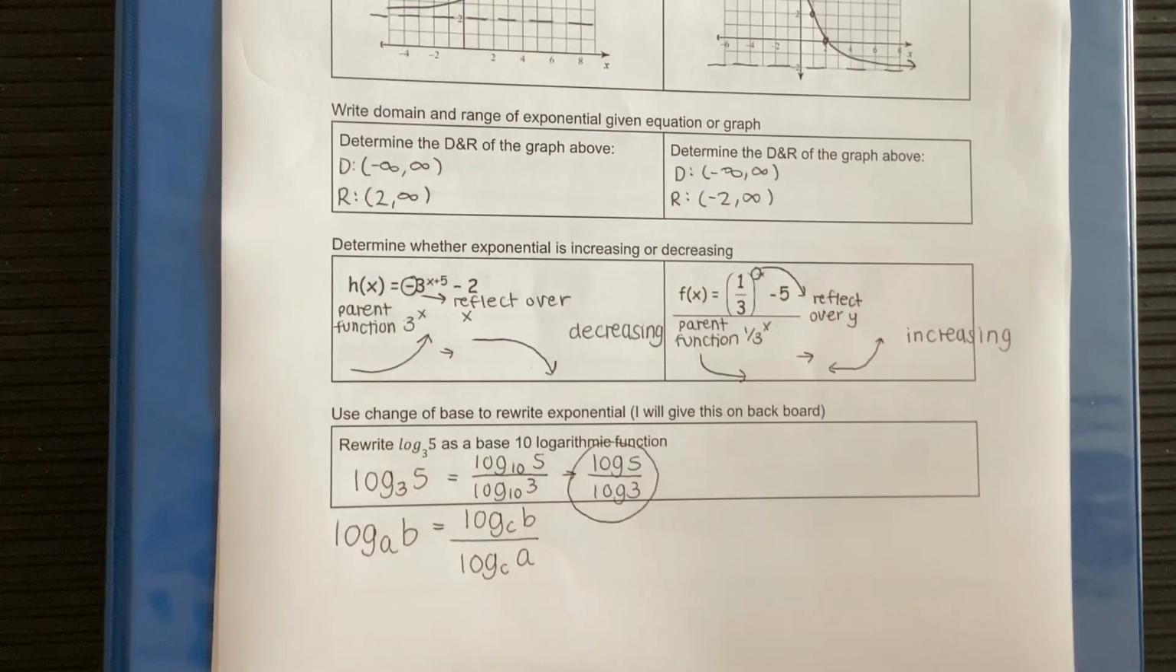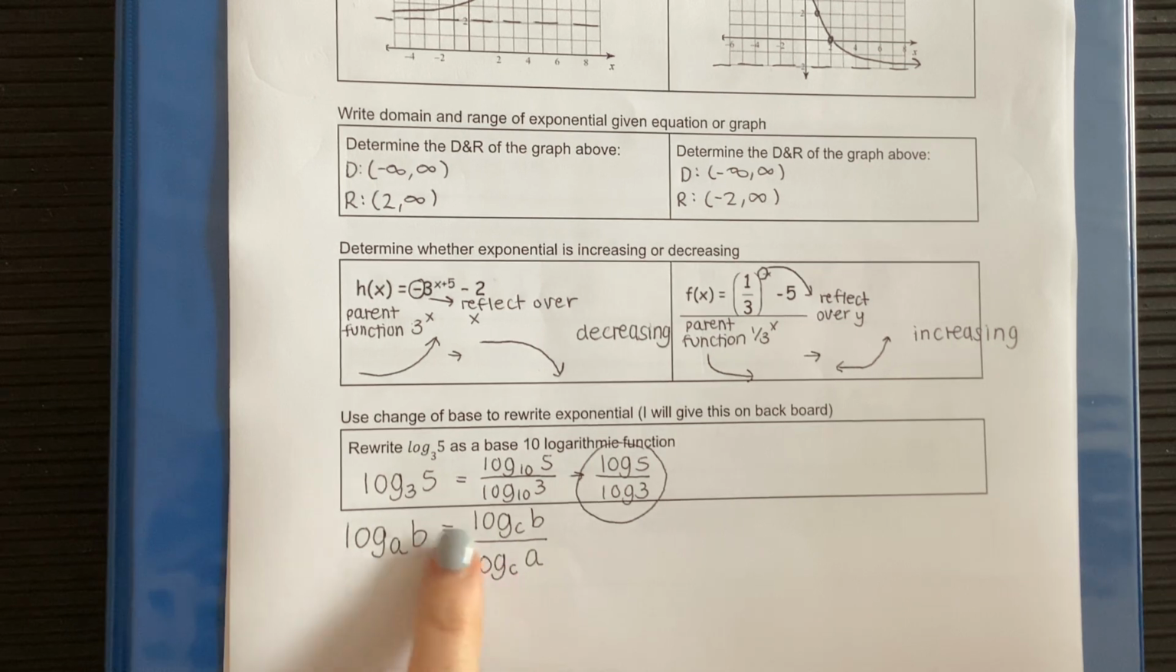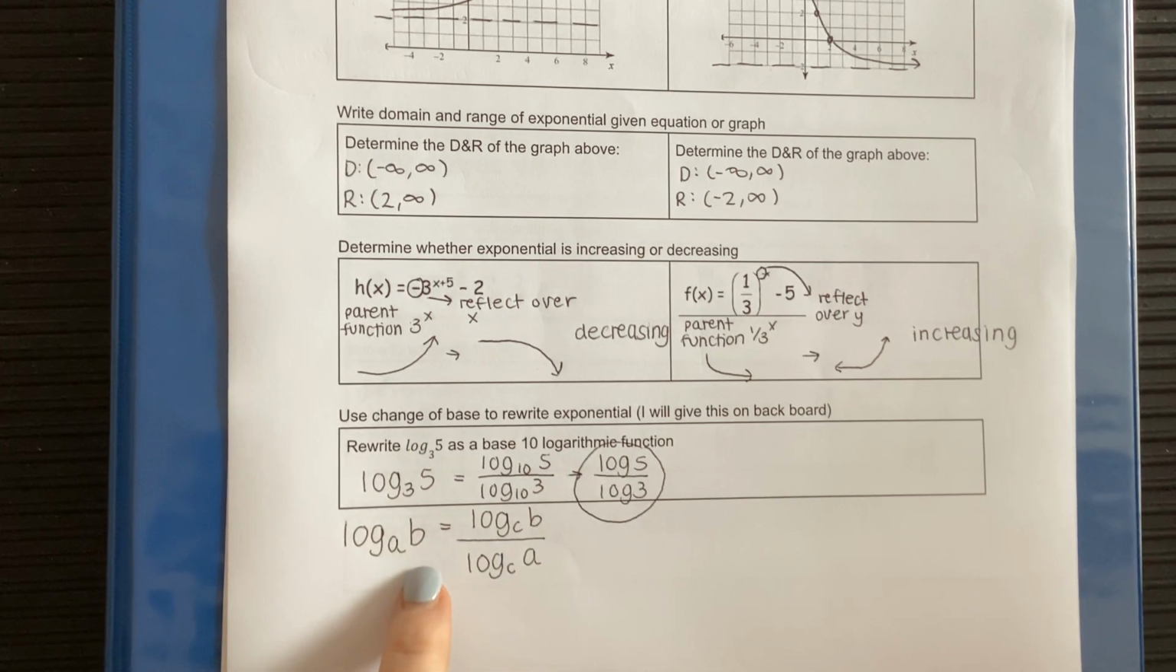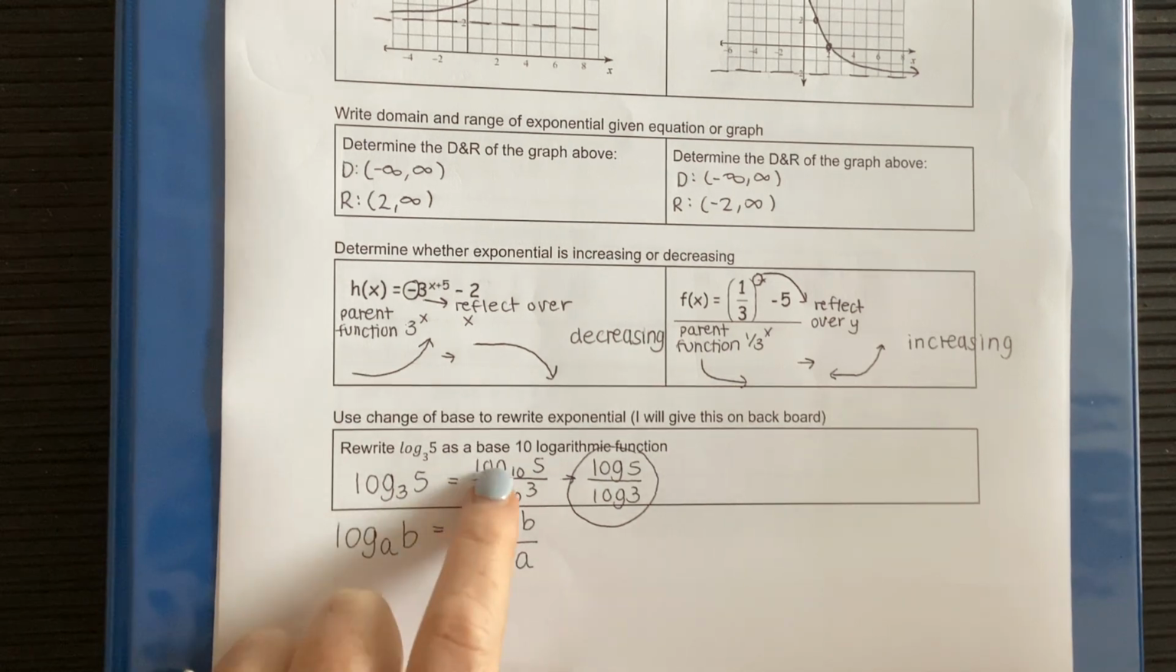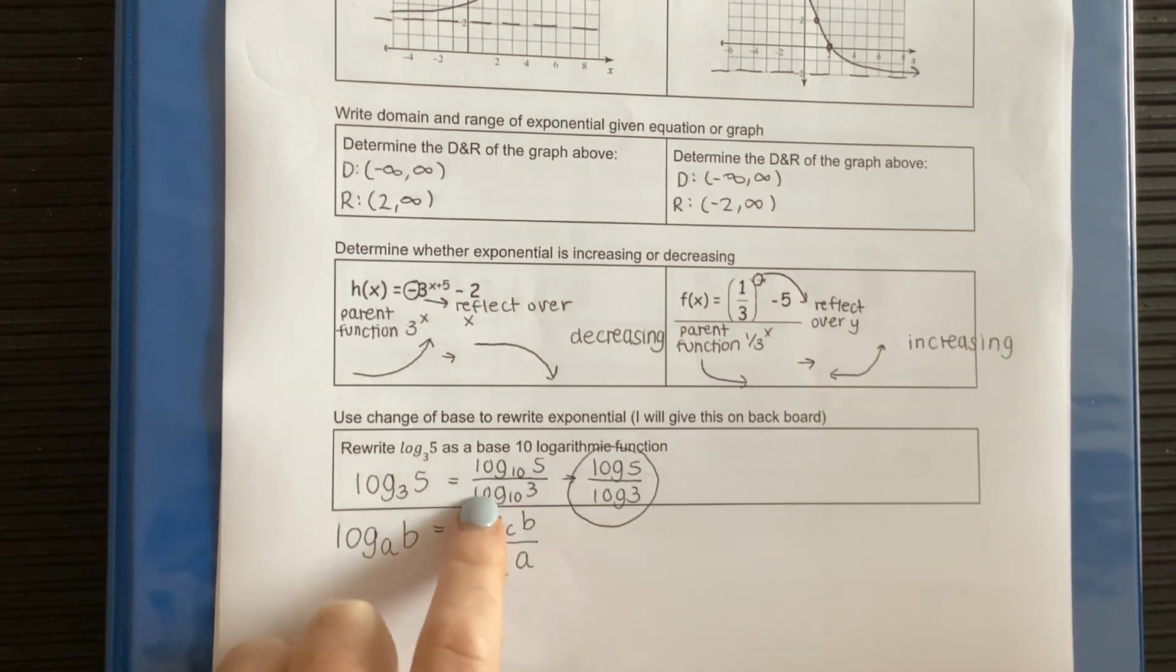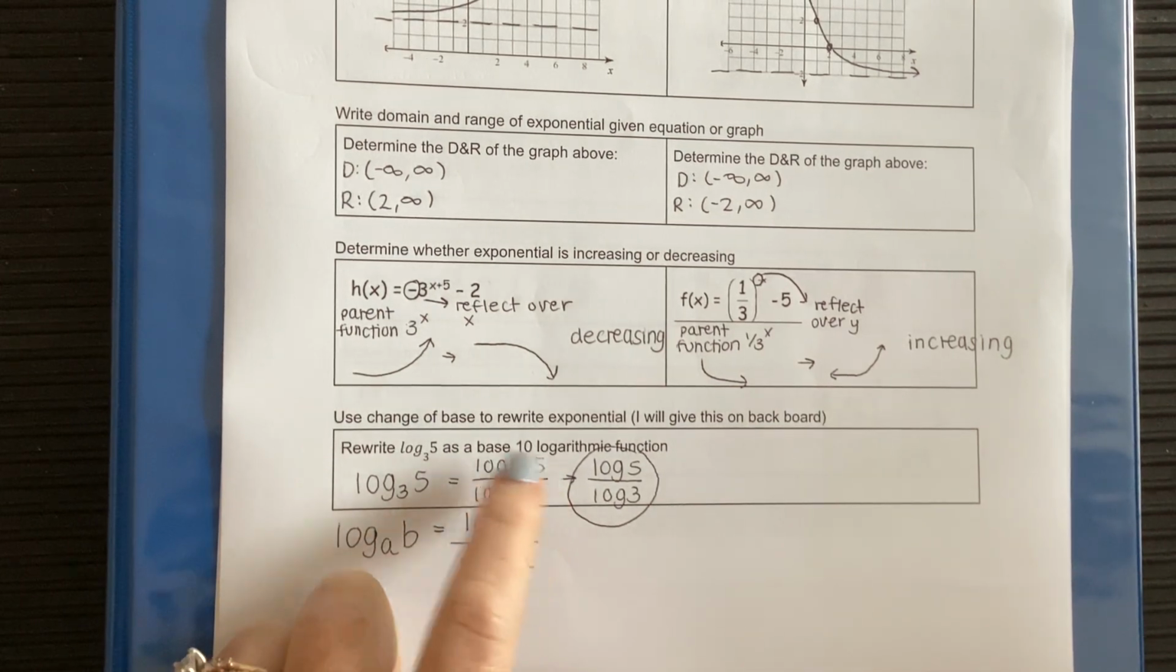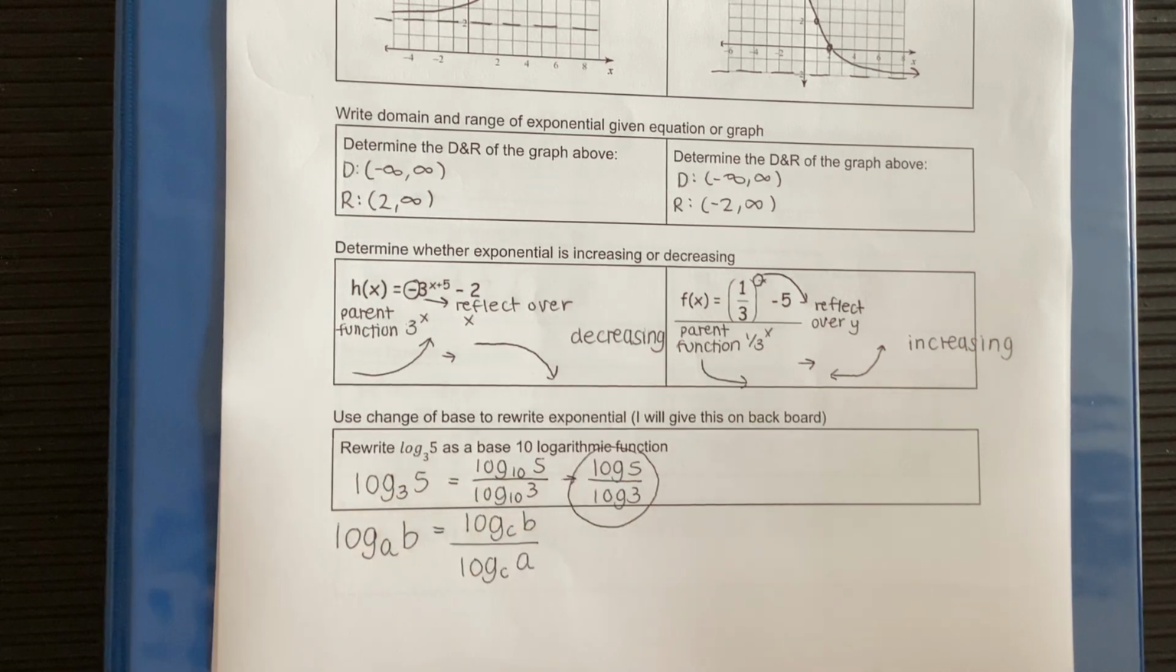Then we get into logs. So change of base formula is this formula down here. I'm going to give you that on the day of the test. So basically it's just can you rewrite? So if I ask you to rewrite as base 10, log base 10 of the argument, log base 10 of the base, we know that base 10 is the same thing as log, so I just rewrote it over there.